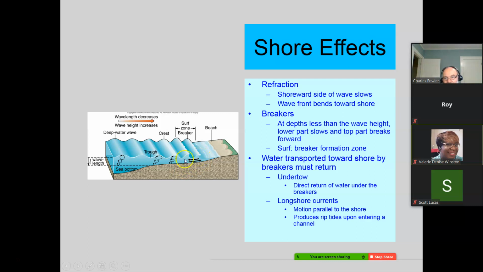That's what I was talking about before, the water that's flowing back under. Now, this direct return of the water under the breakers, that's what undertow is. Now, you also have what they call longshore currents. This is motion parallel to the shore, and that produces other things called riptides once you enter a channel. Now, they're putting an awful lot there in a very short time.